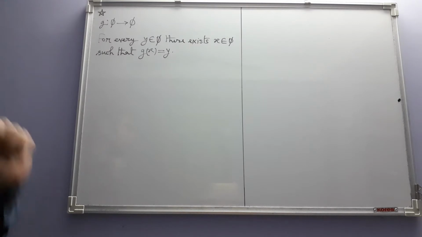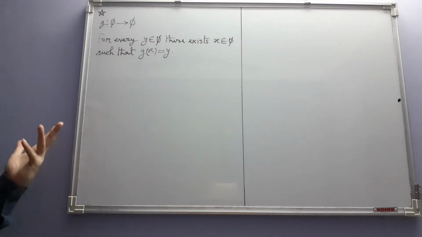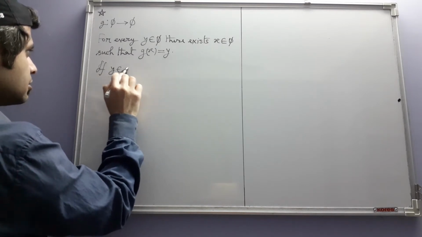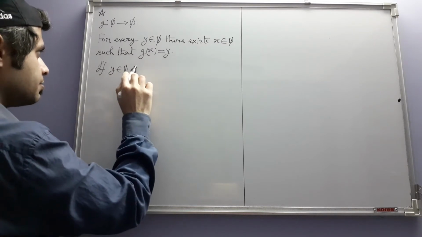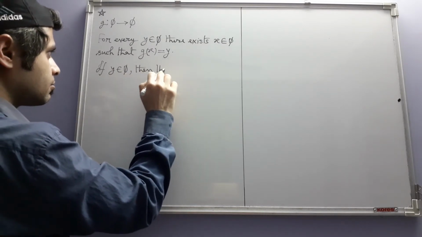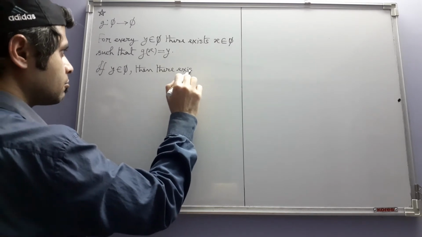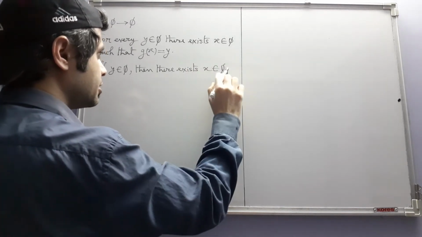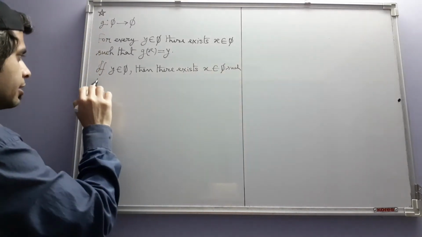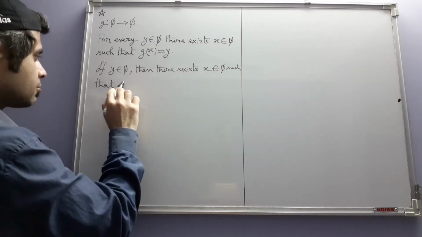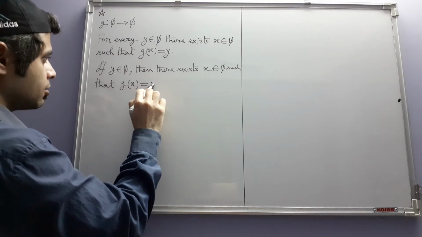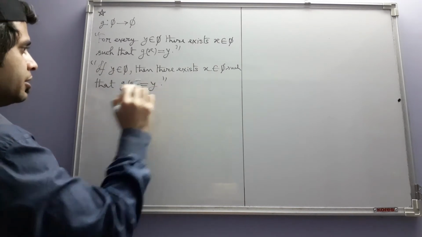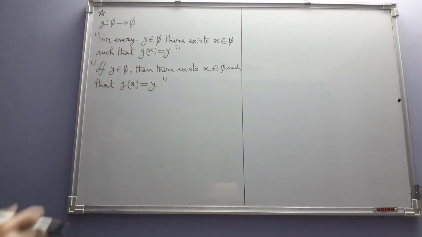Now this is an implication. This is an if-then statement. We can write it like this: if y is in the empty set, then there exists an element x also in the empty set such that g of x is equal to y. So these two statements are actually the same thing. They have just been written in slightly different form.